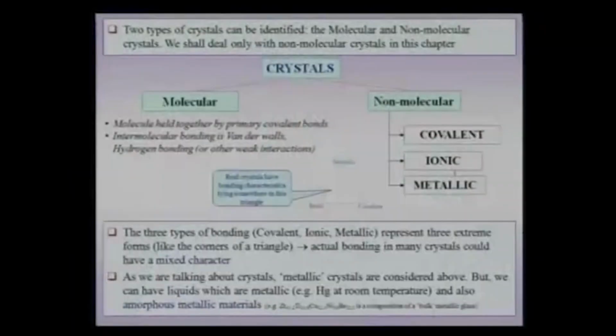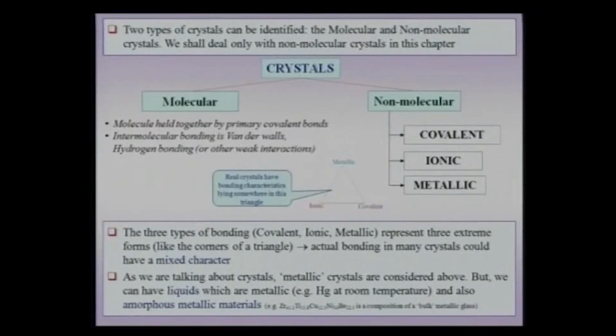Another point to be noted is that though we are dealing with classifying crystals and we are using the word metallic in this context, we could have metallic crystals and also liquids which are metallic. We know that mercury at room temperature is a liquid, but it is metallic. And so, to emphasize once again, we could have ionic liquids, we could have metallic liquids, and therefore we should not confuse these terms as restricted only to crystals.